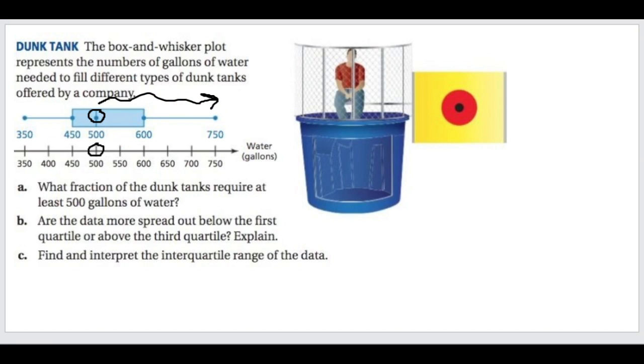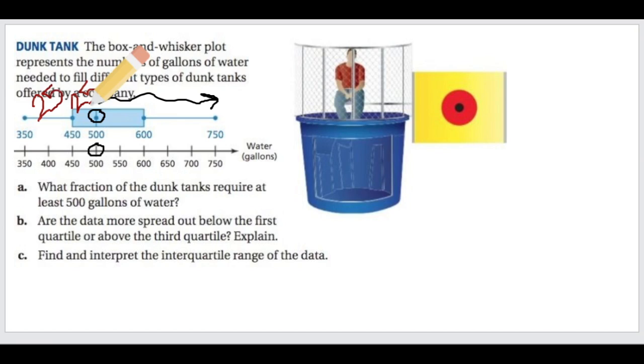Now, hopefully you caught on in the video from Friday. It showed you how to split up the fractions of your data on a box and whisker plot. Now, this will always be true. From your minimum to your quartile 1, this will always represent 25% of your data. From your quartile 1 to your median, this will always represent 25% of your data.